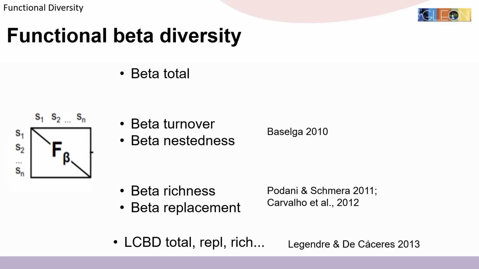Same for the local contribution. We can analyze how much each site contributes, regarding the trait composition, to my entire beta diversity. So we can apply total LCBD. We could analyze the local contribution of traits to the replacement, and the local contribution of traits to the richness difference as well.